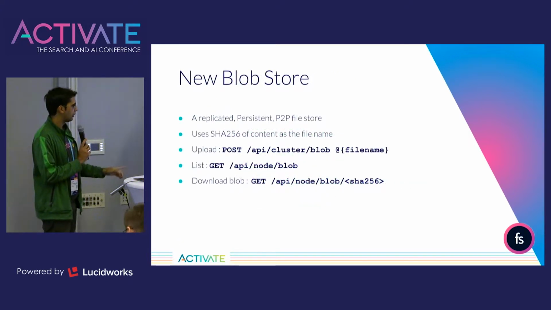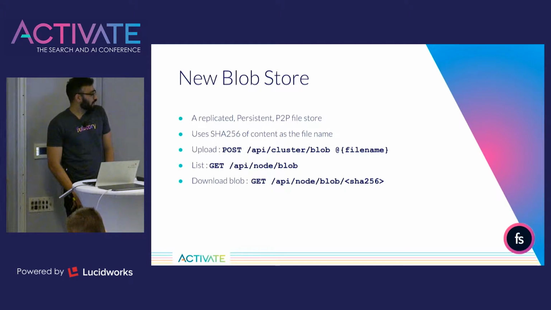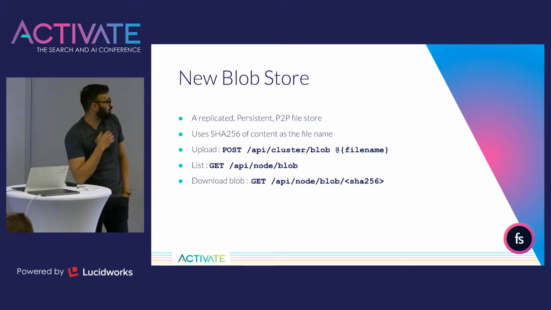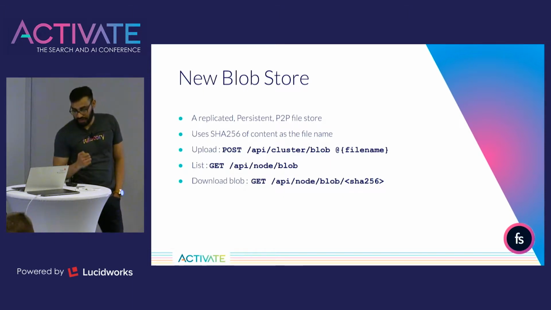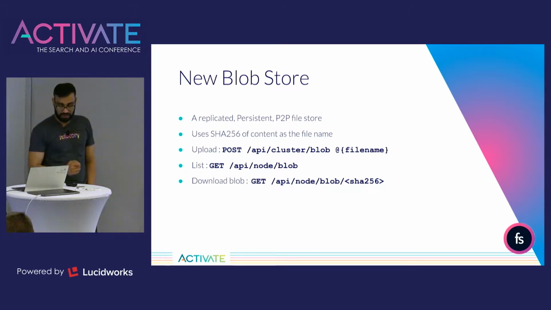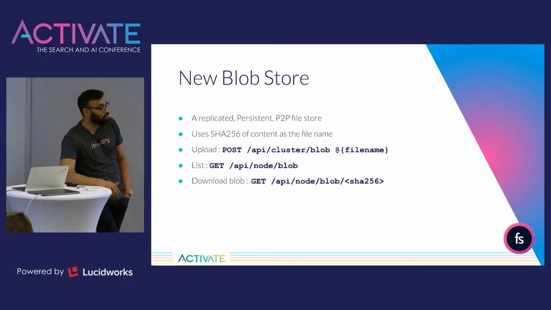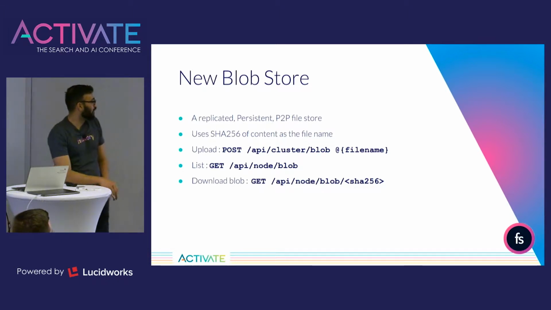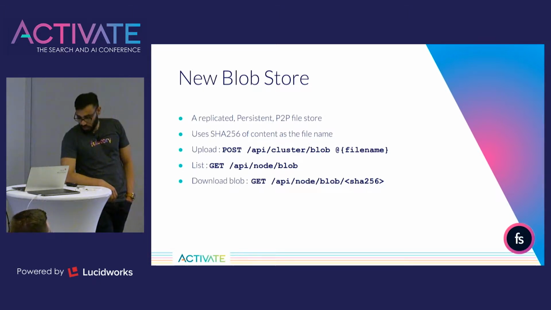Now we talk about the blob store. To have a jar loading mechanism, first of all, we need to ensure that these jars are available in every single node in the cluster. We had a blob store in the past, but it cannot be used for reasons that we just discussed. So we had to reinvent the wheel. We built a new blob store that is fully replicated, available in each node. It's persistent, that is, it is stored on disk, and it is a P2P file store.